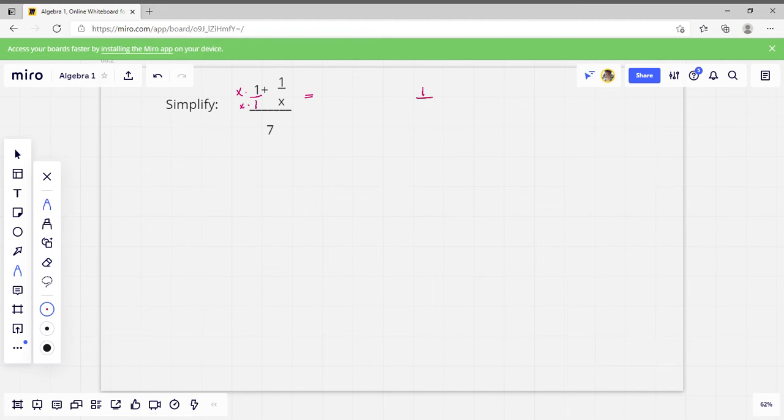1 over 1 plus 1 over x, and we need a common denominator, and the common denominator is going to be x, and we multiply this side times x, so we have x over x, which is the same thing as 1, right there, plus 1 over x equals x plus 1 over x. Okay, so we've got x plus 1 over x. All that is over 7. Now we need our 7 to be 7 over 1 so that we can flip it.